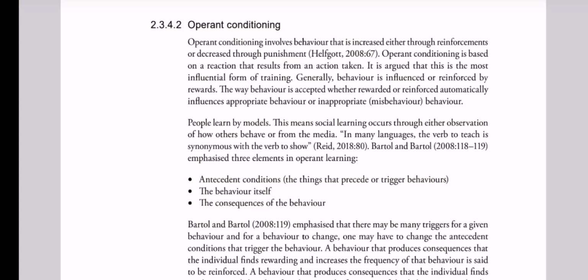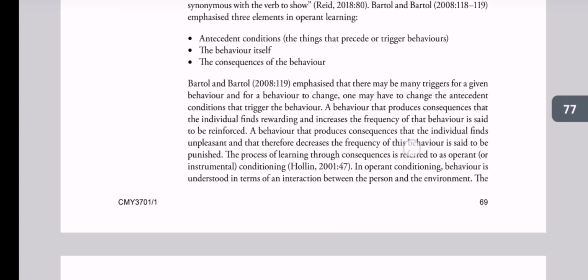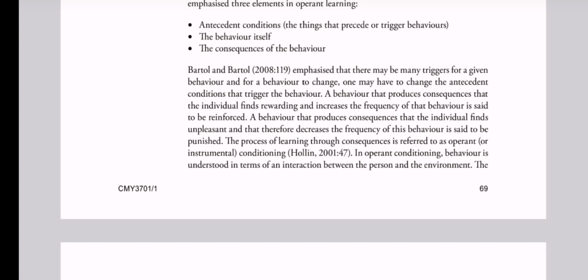Bartol and Bartol emphasize three elements in operant learning: the antecedent condition, the things that precede or trigger behavior; the behavior itself; and the consequences of the behavior. Bartol emphasized that there may be many triggers for a given behavior or for a behavior to change. One may have to change the antecedent condition that triggers the behavior.